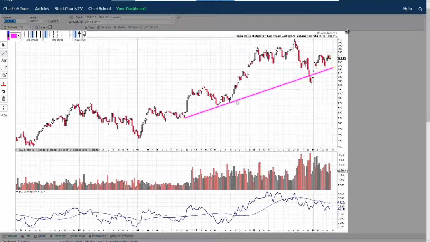So let's draw the parallel. We're going to put it on this peak right here. Make it a dotted line so that we know this is the overbought line. Normal use of trend lines. We can see here an important rally up and out of the channel. Cannot make any progress beyond that.